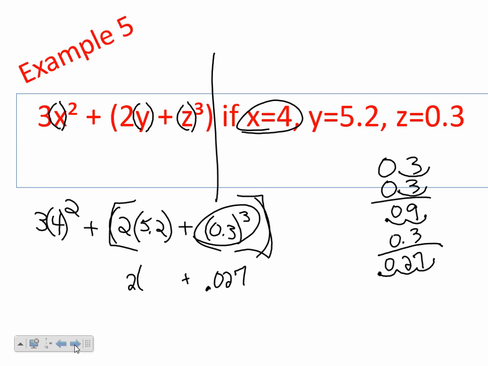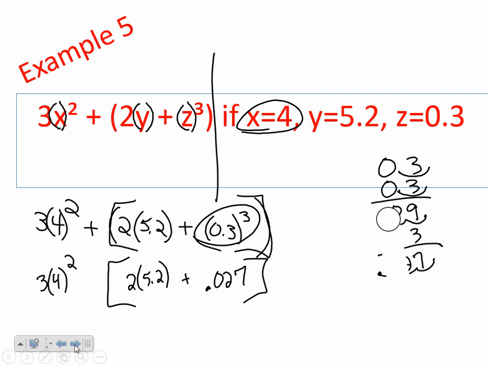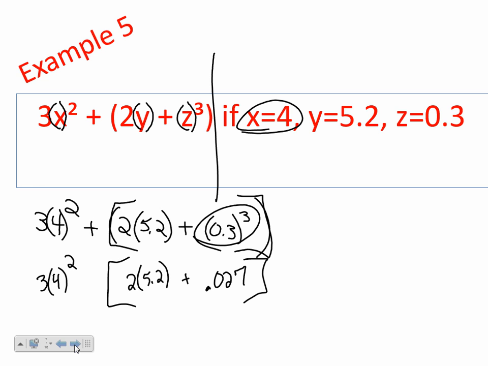Okay, 2 times 5.2. I'll even make that brackets for you. Do you like it when I make it brackets? Is that better than all the parentheses? Okay, what comes next? Multiply. 2 times 5.2 is what? 10.4. So we get 10.4 plus 0.027.